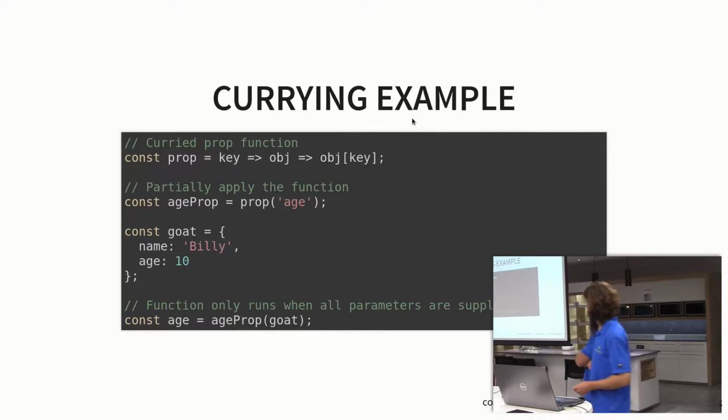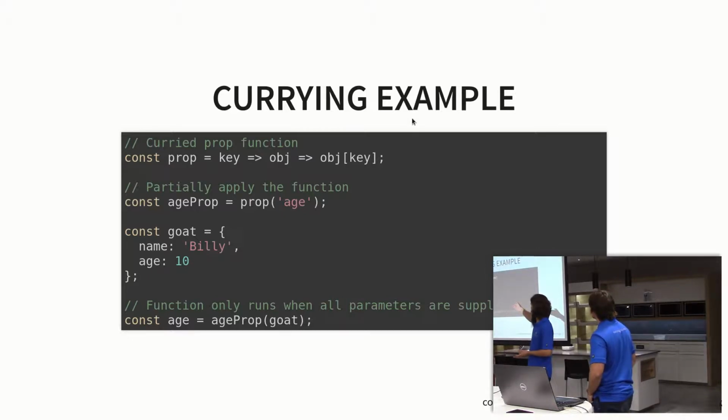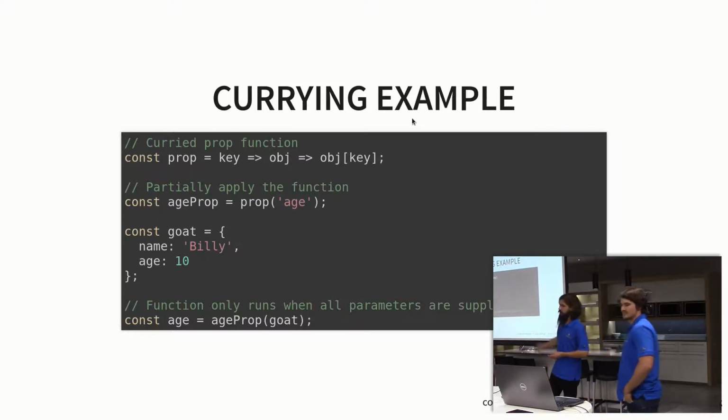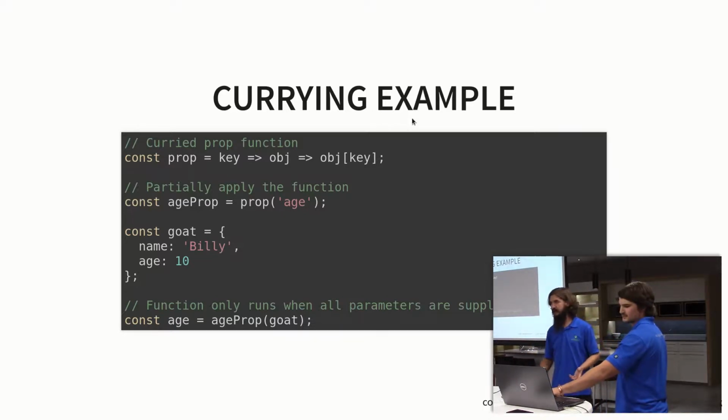So here's a very simple currying example where we just created a prop function that pulls a value that is at a key off of an object. Then we partially apply that to the prop function and just give it the age to create a more specific function. And then we've got a billy goat that's 10 years old, and we just give it the goat, and then we've got the age of the goat. But now we can use this age prop to pull the age off of any object, not just necessarily goats, which is a generic age prop function.